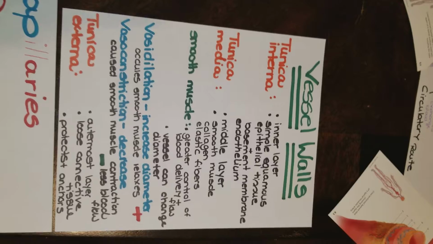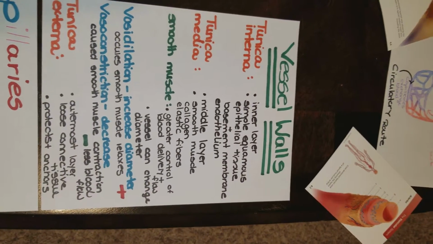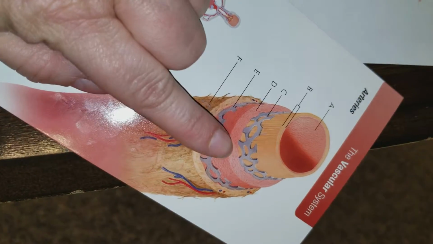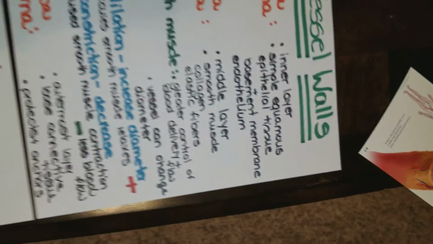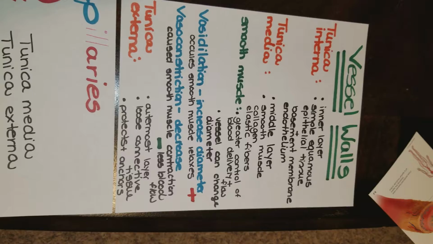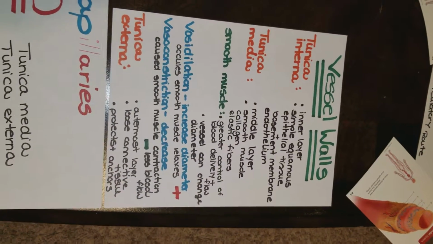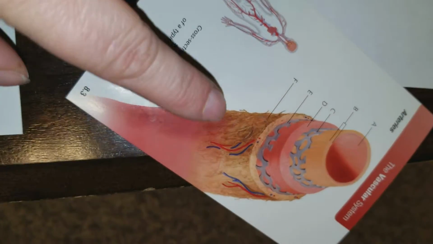Then the tunica media is the middle layer. It's made out of smooth muscle tissue and it has collagen and elastic fibers. Here's your middle one. Here's your elastic fiber. And the tunica externa is the outermost layer. It is made out of loose connective tissue and it protects and anchors. Here you can see it right there.